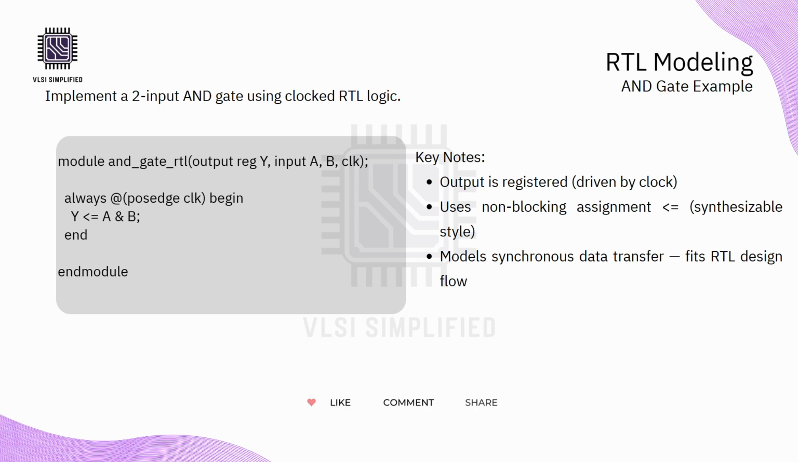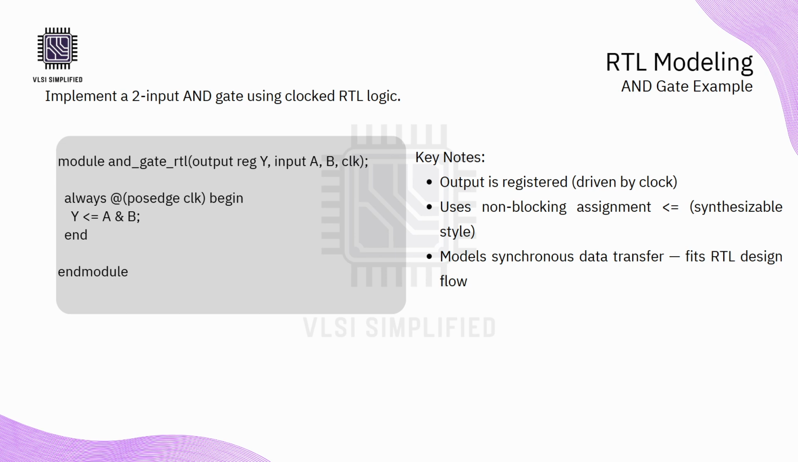Now, let's look at how we can write an AND gate at the RTL level. Here is how an AND gate looks at the RTL level in Verilog. Notice the addition of a clock input. We now define the logic inside the always @(posedge clk) block, which means this block only executes on the rising edge of the clock.